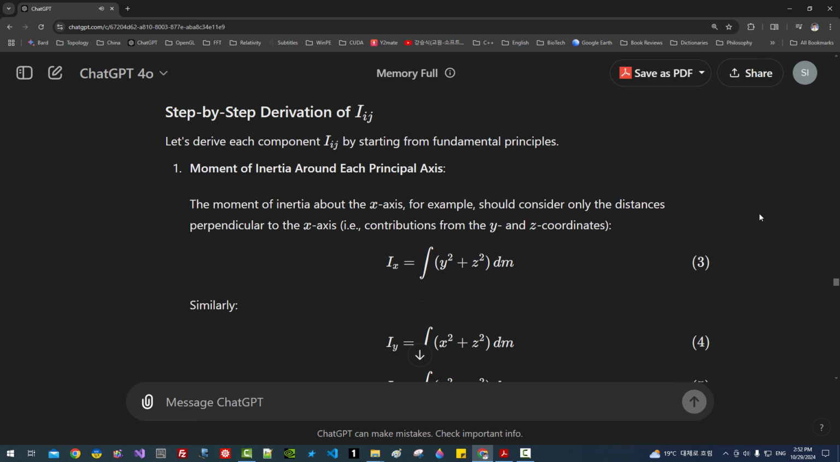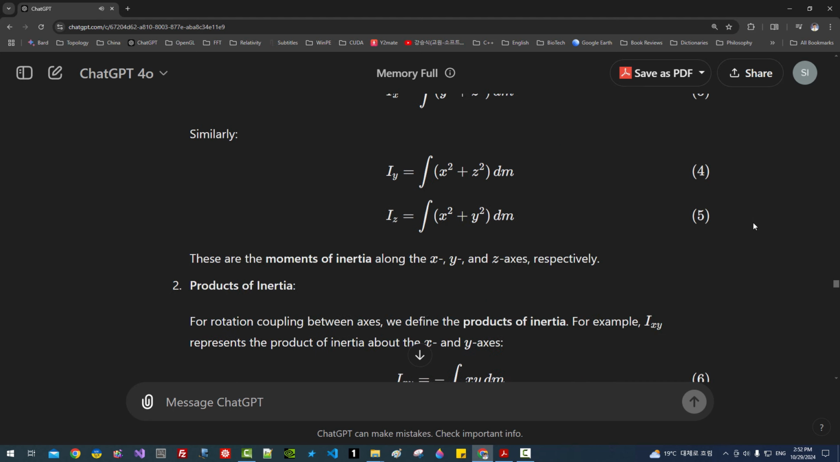Step-by-step derivation of I_ij. Let's derive each component I_ij by starting from fundamental principles. 1. Moment of inertia around each principal axis. The moment of inertia about the x-axis, for example, should consider only the distances perpendicular to the x-axis, i.e. contributions from the y and z coordinates. I_x equals the integral of (y squared plus z squared) dm. Similarly, I_y equals the integral of (x squared plus z squared) dm, and I_z equals the integral of (x squared plus y squared) dm. These are the moments of inertia along the x, y, and z axes, respectively.